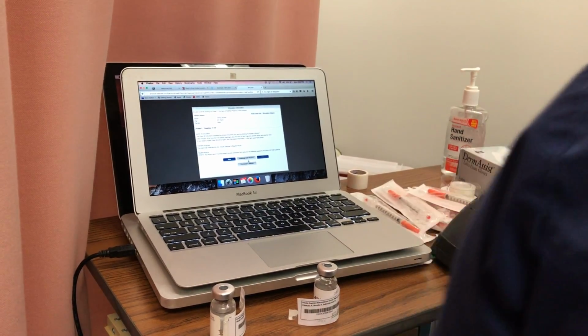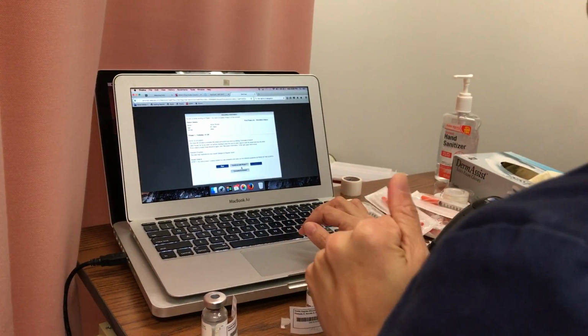Okay, so Mr. Ronald, we have an insulin that we're going to be giving you.